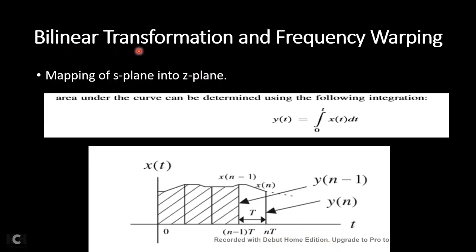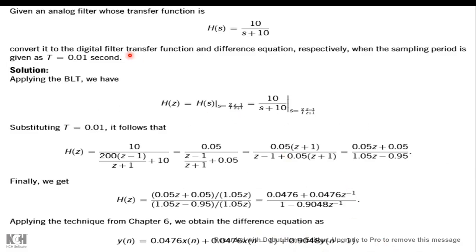The next main thing is bilinear transformation and frequency warping. It involves the mapping of the S plane into the Z plane. Area under the curve can be determined by using the following integration. Y of t equals the integral of x of t dt, and the integral ranges from 0 to t. This above equation is graphically represented here. The x-axis represents the time division, and y of n is the current version, and y of n minus 1 indicates the previous version, and T is the time interval.